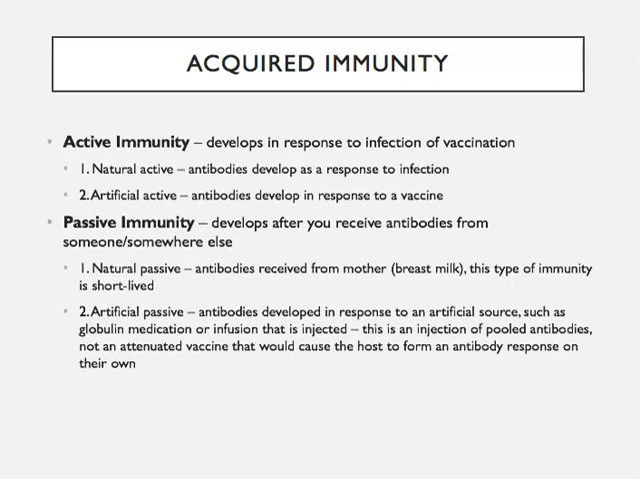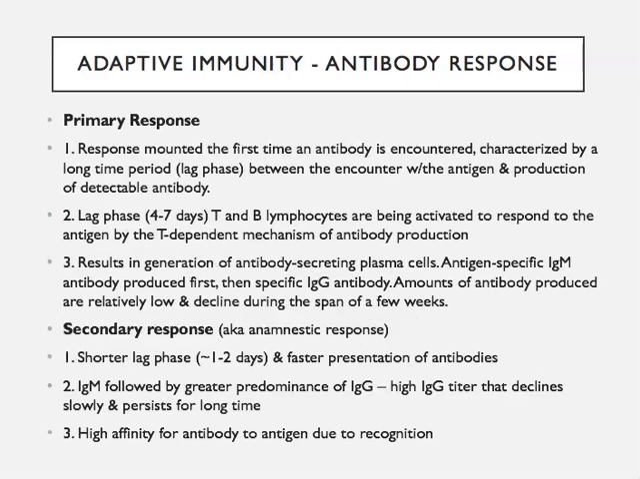The secondary response, which is also known as the anamnestic response, has a shorter lag phase, usually about 1 to 2 days, so faster presentation of antibodies. You've got IgM followed by a greater predominance of IgG. So that patient would have initially a high IgG titer that declines slowly, but then persists for a long time.